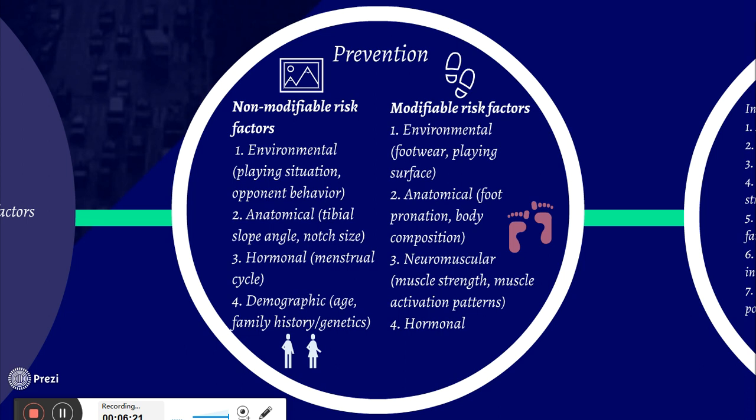So a lot of prevention research, especially when it comes to sports injuries, looks at adjusting for and intervening with neuromuscular issues. And then once again, hormonal, some parts can be adjusted and modified.